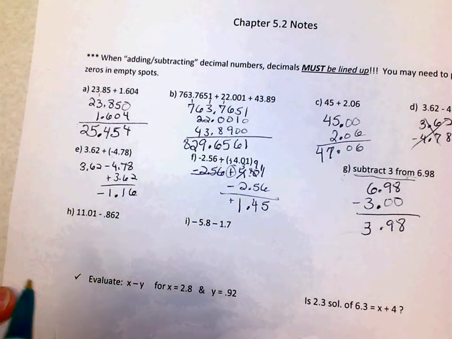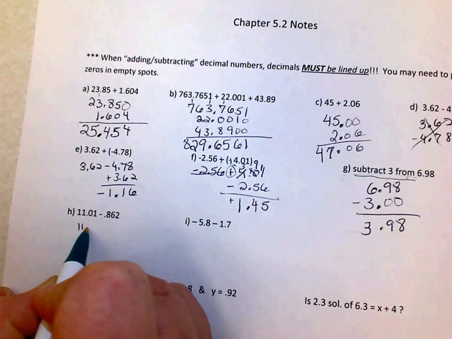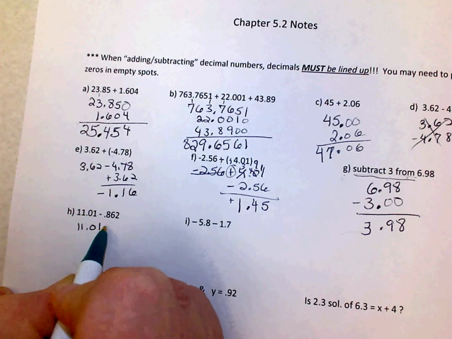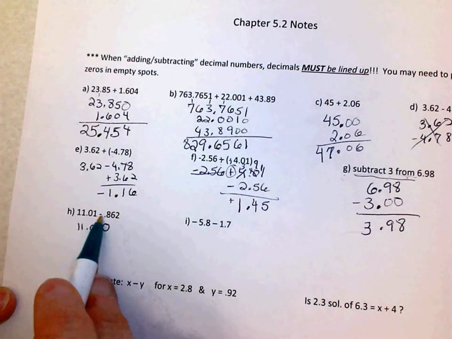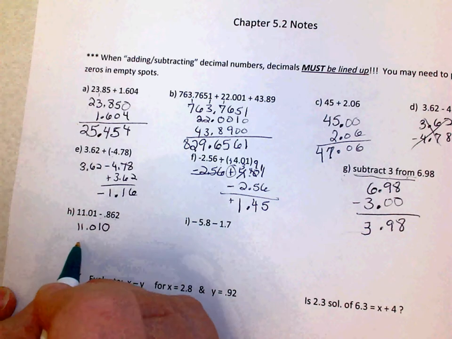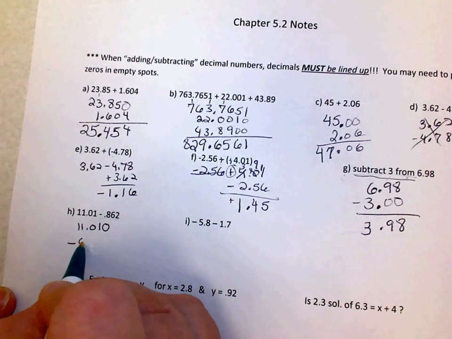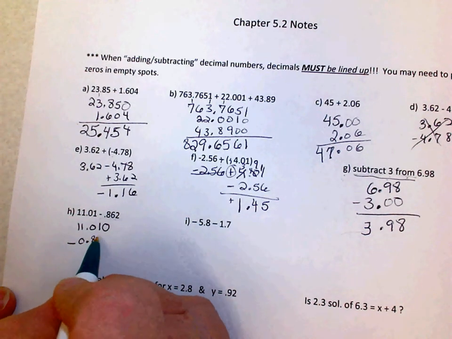Now 11.01, and I'm just going to go ahead and put another 0 on the end of that because I see what's going to happen here. So minus 0.862.